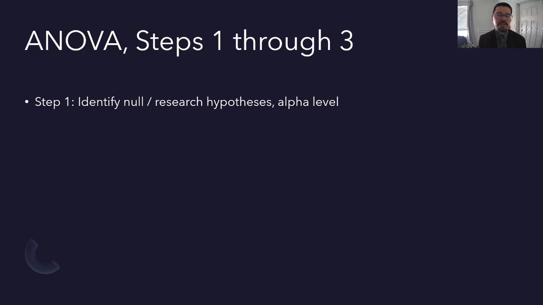For steps 1 through 3 of ANOVA, the first step, as you can imagine, is always identifying your null and research hypotheses. Of course, we would want to make sure that they are contextually appropriate for the research that we're conducting. For our null hypothesis, we wouldn't simply say all the means are the same, and for our research hypothesis that they are not the same.